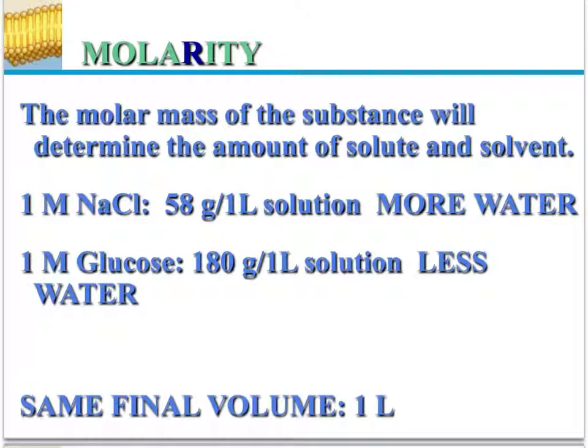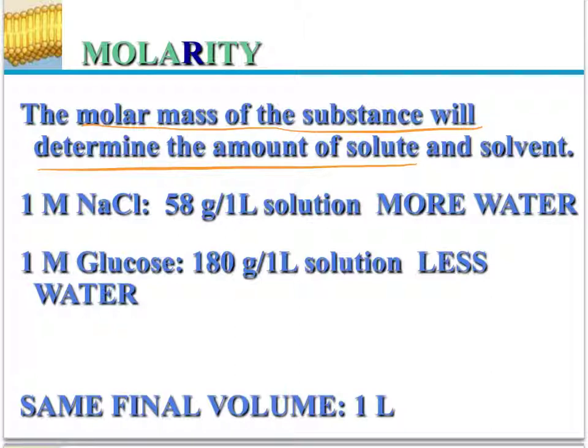Different substances are going to have different molar masses. So the key is that for each substance you have to find the molar mass in order to figure out how many grams you're going to add to get a certain concentration of solution for molarity. You need to figure out the molar mass of the substance, and this will determine the amount of solute that you'll add to your solution to make, in this case, a 1 molar solution.